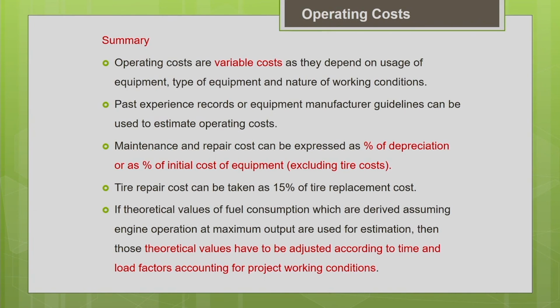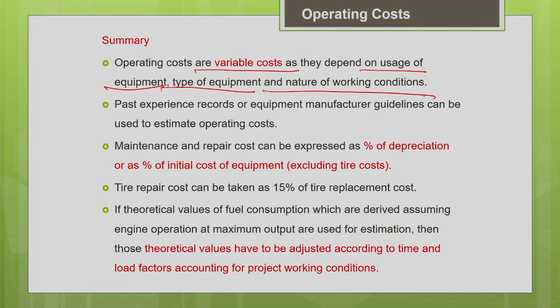So basically, as I told you in the beginning, the operating costs are highly variable costs, unlike your ownership costs which are relatively fixed. Your operating costs are highly variable because they depend upon the usage of the equipment. The more you use the equipment, the more operating hours, the fuel consumption is more, the repair and maintenance will be more. So everything depends upon the usage, depends upon the type of the equipment. If it is a very highly mobile equipment, its operating cost will be more. So it depends upon the nature of the job, the nature of the working condition.